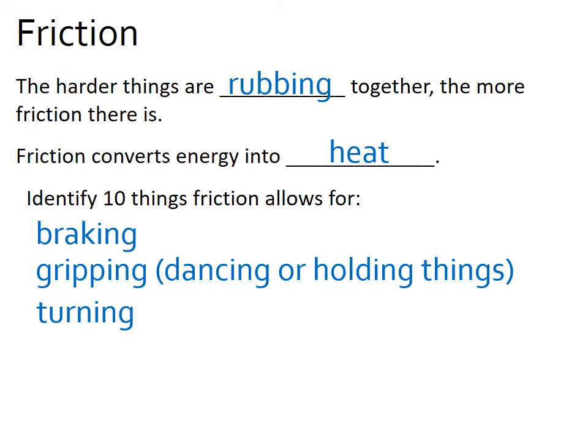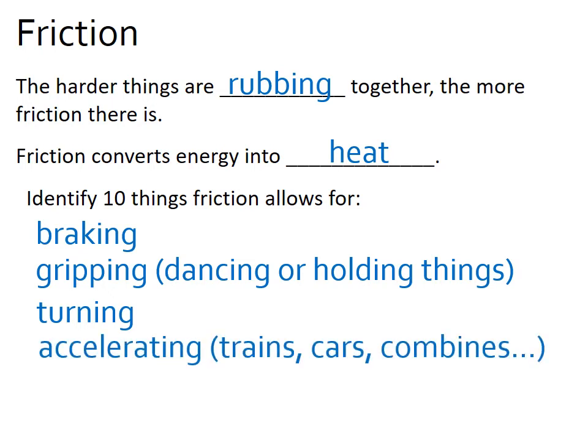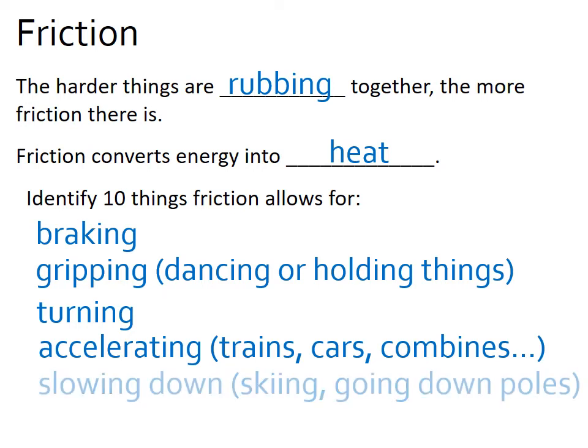Turning. Well, when I'm going down the highway, I know we don't have to do this often in Saskatchewan, but occasionally you do have to turn. And if your tires can't grip the road, when the turn comes, you'll keep going straight. And that would probably lead to a lot of cars in the ditch. Accelerating for trains and cars and combines. Because if you couldn't grip the road, as soon as you started to get your tires moving, they would just spin and spin and spin because they have nothing to grab onto and you would never go anywhere.